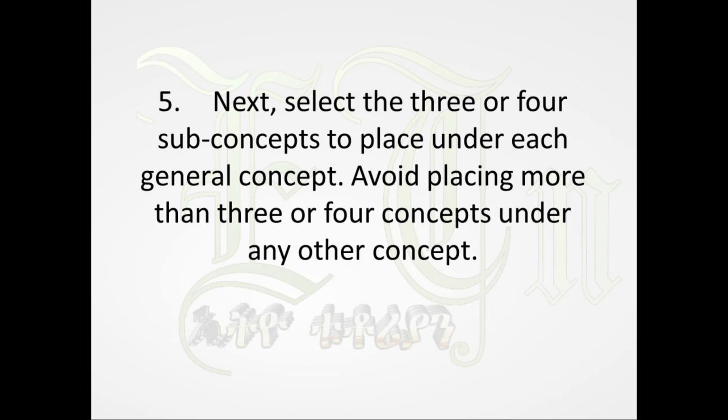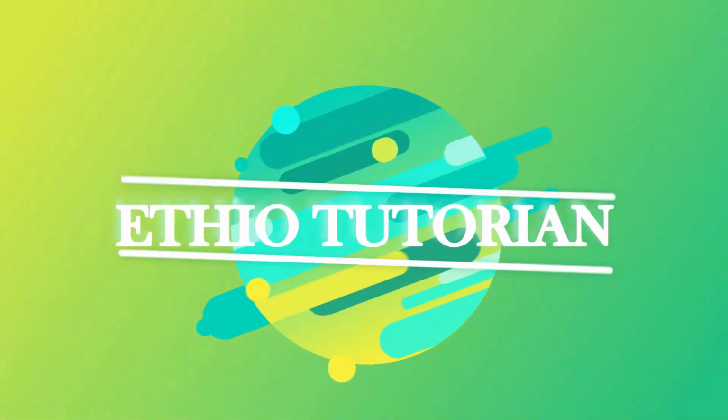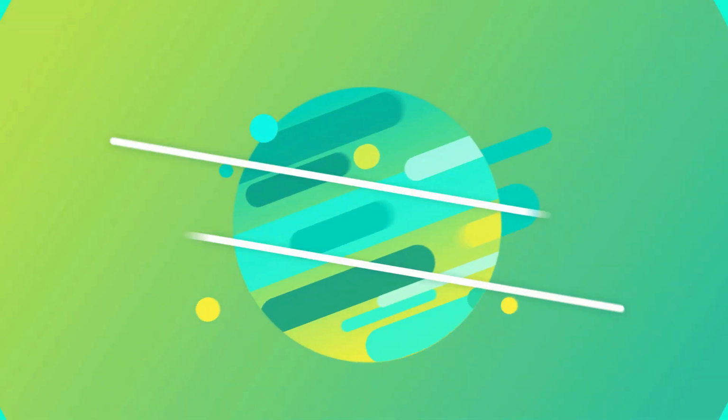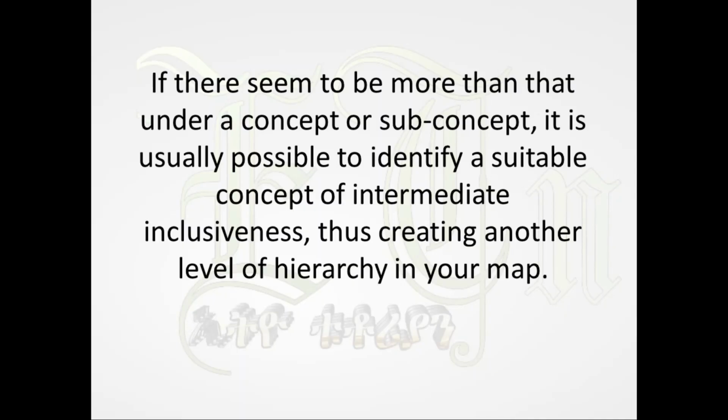Avoid placing more than 3 or 4 concepts under any other concept. If there seem to be more than that under a concept or sub-concept, it is usually possible to identify a suitable concept of intermediate inclusiveness, thus creating another level of hierarchy in your map.